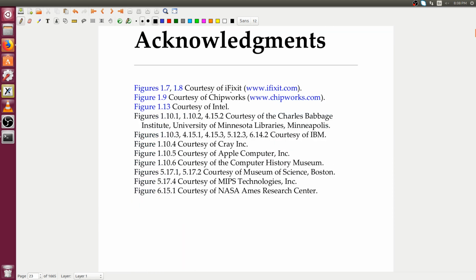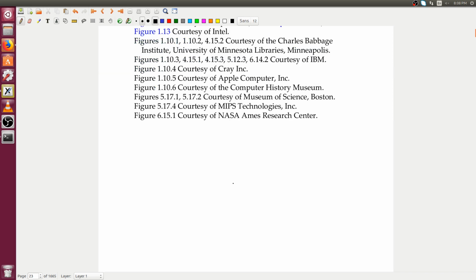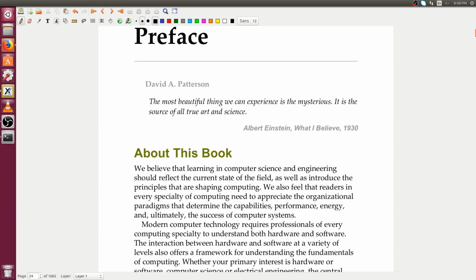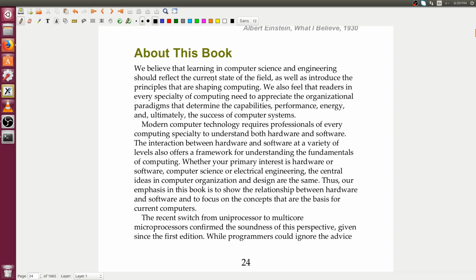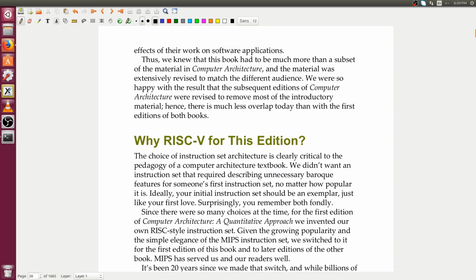Acknowledgements. iFixit, Chipworks. Listen, you get Intel to give you figures. That's pretty nice. IBM giving you figures. Cray, Apple. That's pretty cool. MIPS, NASA. That's pretty neat. Patterson. The man, the myth, the legend. Okay. About the book. That's okay.